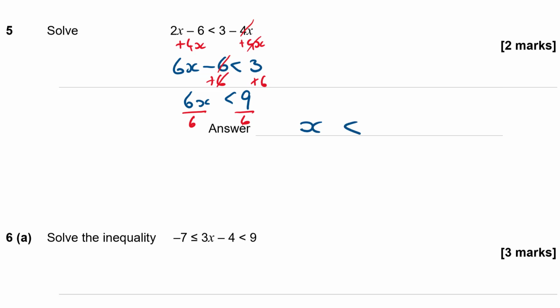Now I'm going to cancel this down a little bit because both top and bottom can divide by 3. So I'm going to just cancel that down to 3 over 2, 1.5. So x is less than 3 over 2, or x is less than 1.5. Okay.